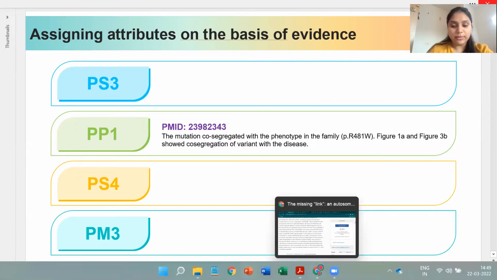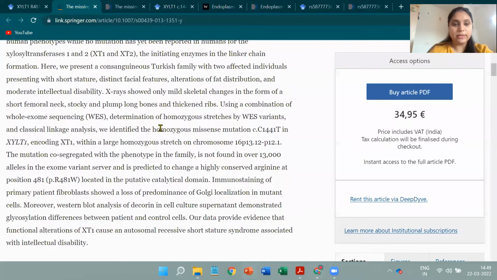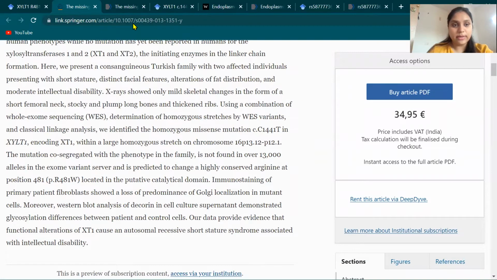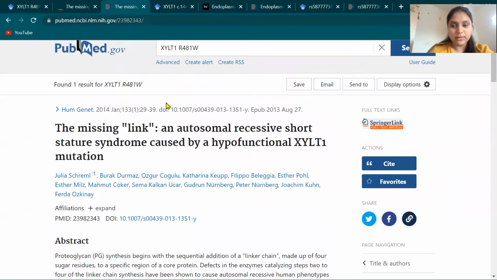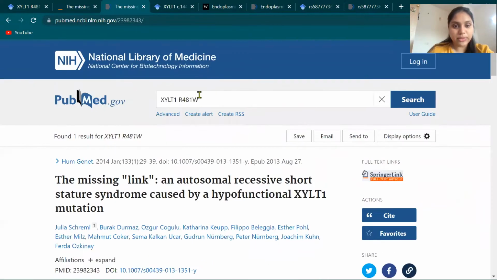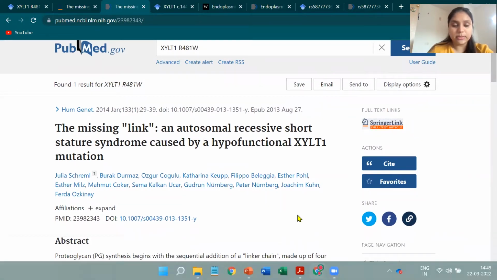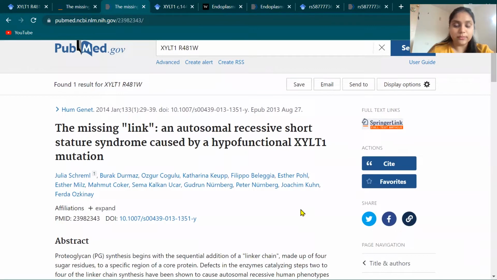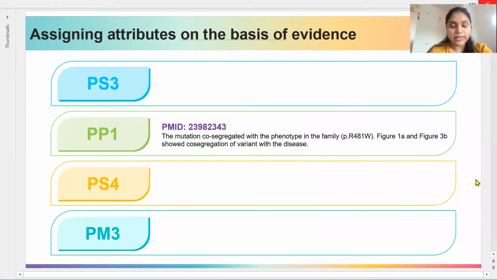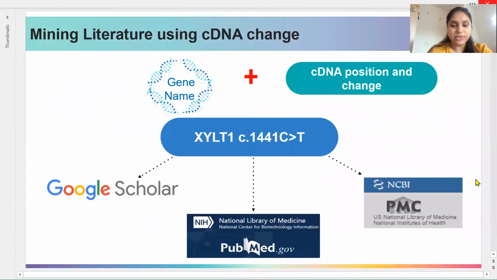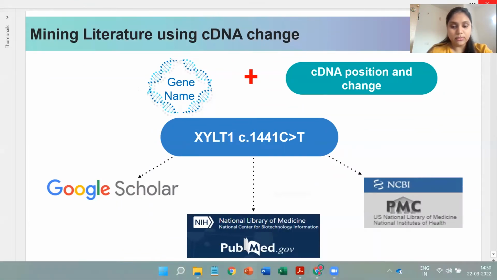Now we have to further search for this variant in PubMed as well as PMC. So you can see when I put in the protein change in PubMed, I could only find one result, which was the same study that we studied right now. Therefore, with the protein change, our search has been thorough and there is no further information that we can collect now. So let us move on to the search with cDNA change. And I will put in the cDNA change in different databases now.